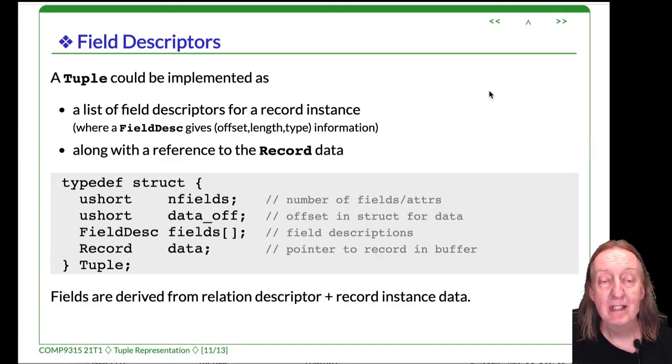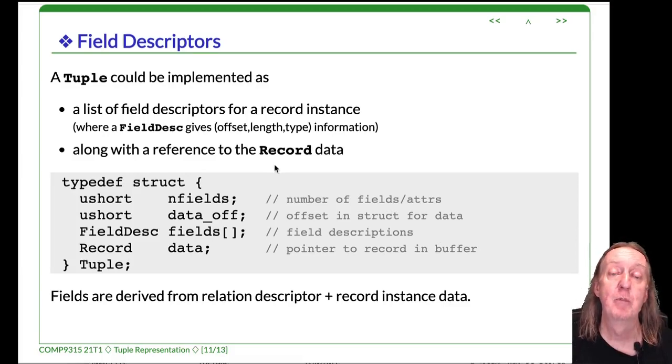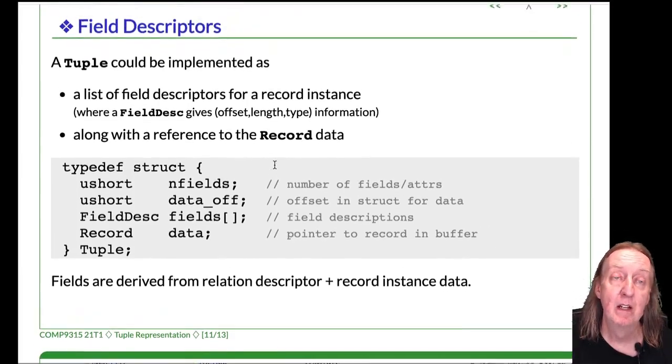All right, getting to a little bit more detail about how a tuple could be implemented. Now remember that a record is a sequence of bytes and some auxiliary information that we use to interpret those bytes. A tuple is a different structure. It's an in-memory structure that we can use to extract the individual attributes from the record data.